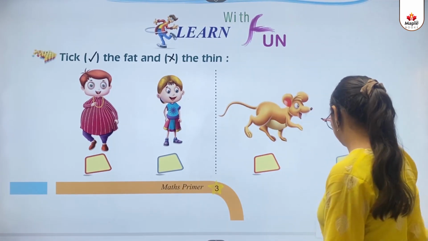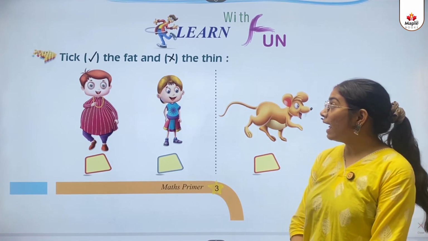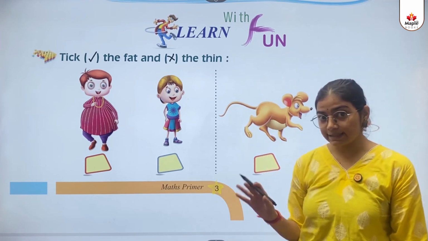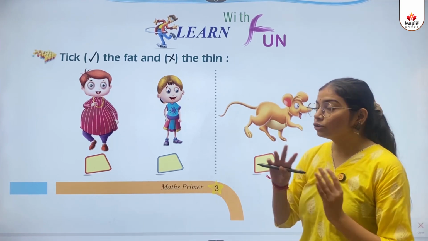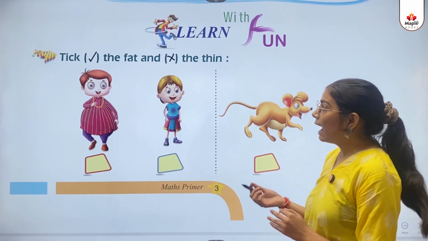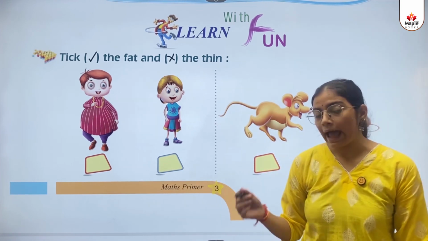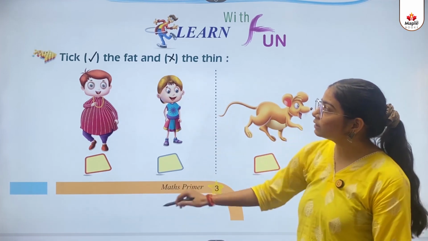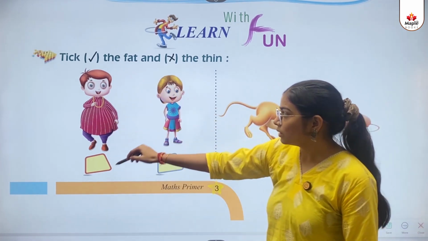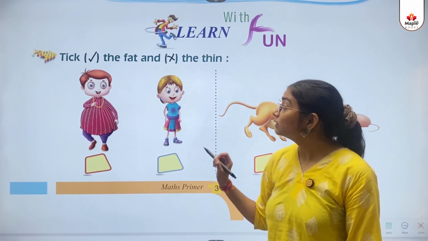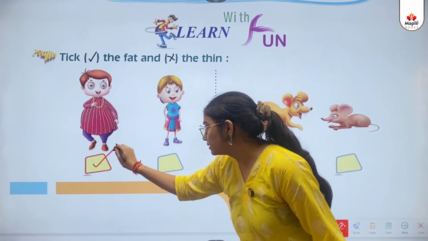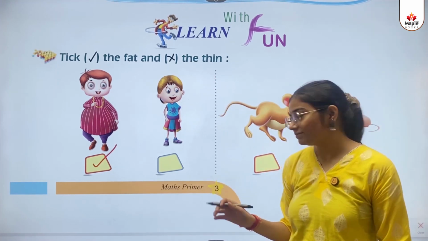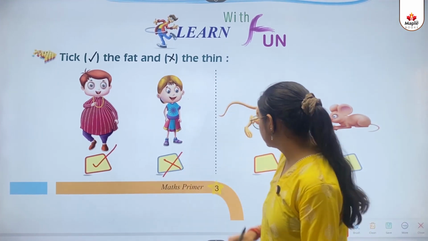Learn with fun. Tick the fat and cross the thin. So kids, in this exercise, we are comparing two individuals and we'll tick on the fat one and cross on the thin one. So, in the first picture, here is a boy who is fat. So, we'll tick on this. Then, here is the girl who is thin. So, we'll cross on this.